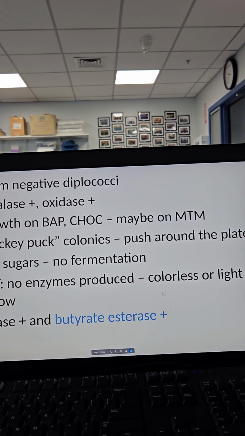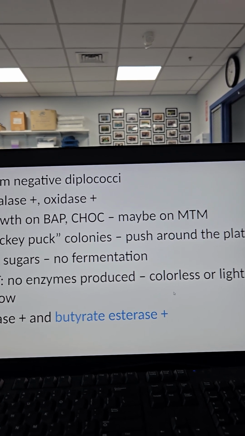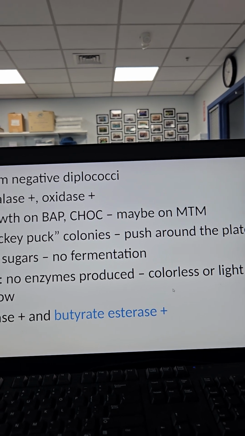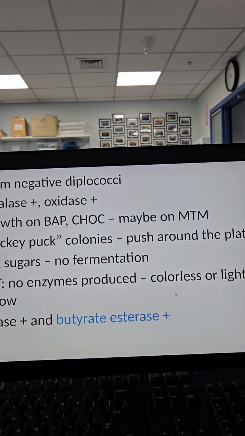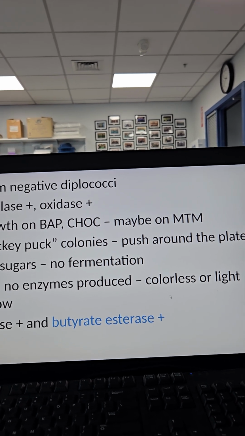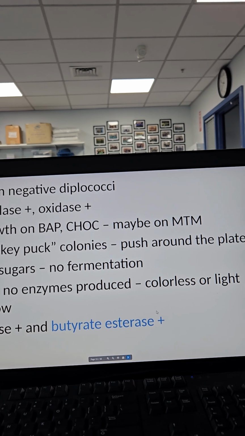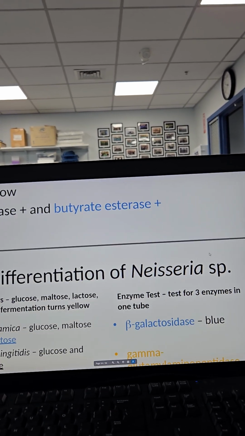But the enzyme test that is in the tube test, not so much. That's the one that's going to be after you add your PRO. It's going to be colorless or a peachy color, light yellow, something like that. Not bright yellow, light yellow.